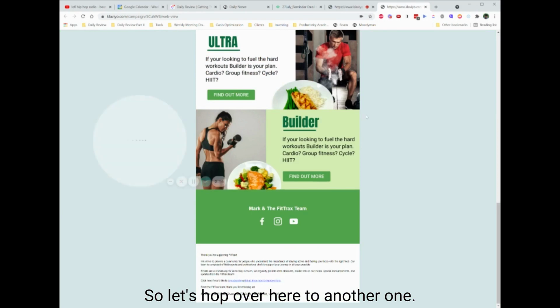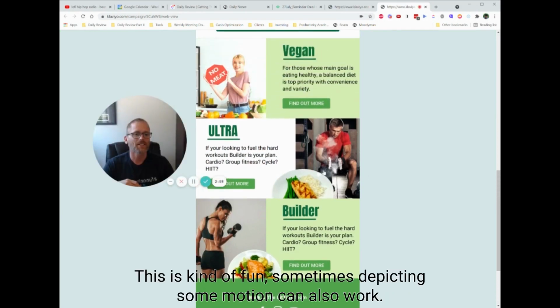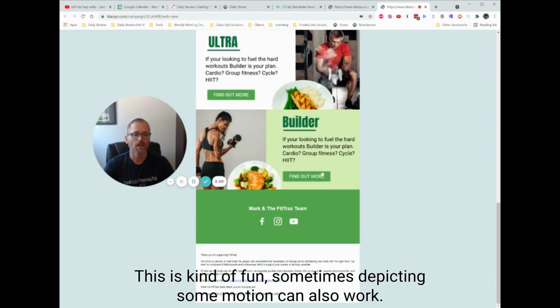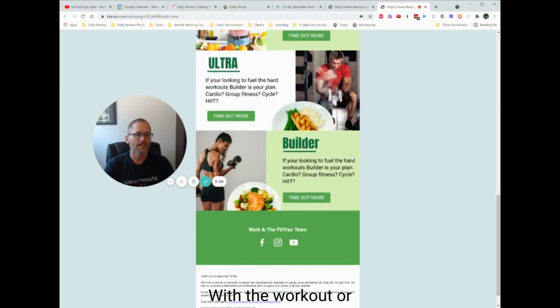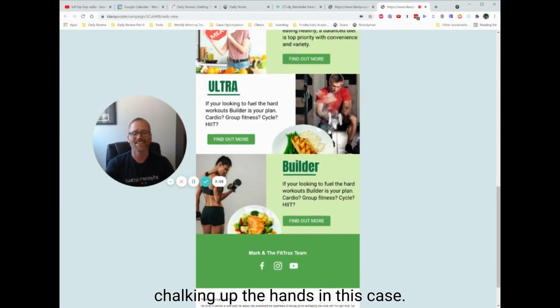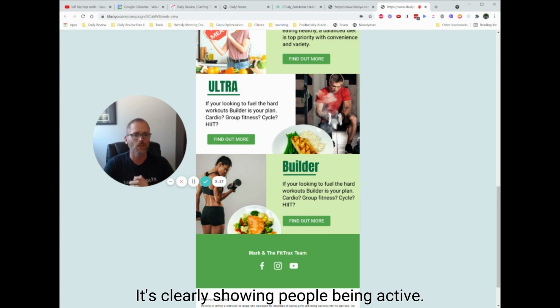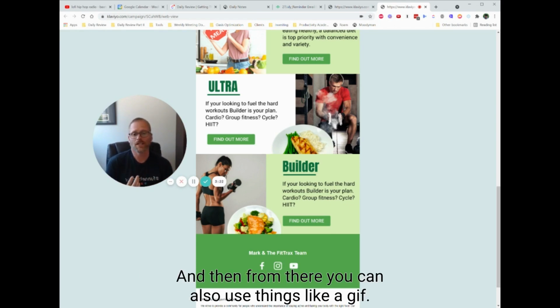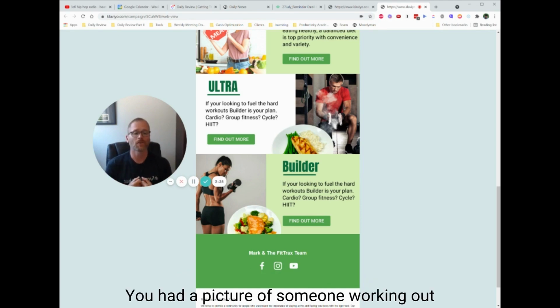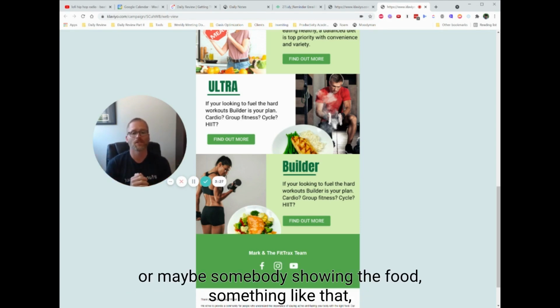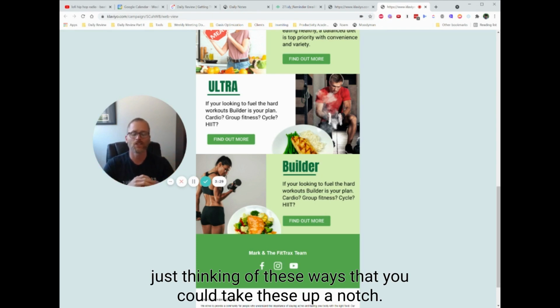So let's hop over here to another one. This is kind of fun. Sometimes depicting some motion here can also work, right? With the workout, or chalking up the hands in this case. And it works in place of kind of a GIF. I like it, in the case of it going with the brand. It's talking about movement. It's clearly showing people being active. And then from there, you can also use things like a GIF, if you had a picture of someone working out or maybe somebody showing the food, something like that. Just think of these ways that you could take these up a notch.